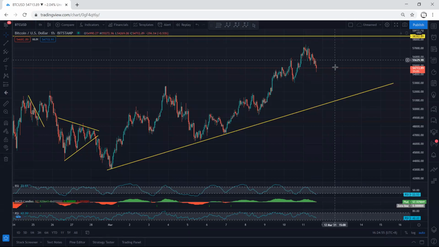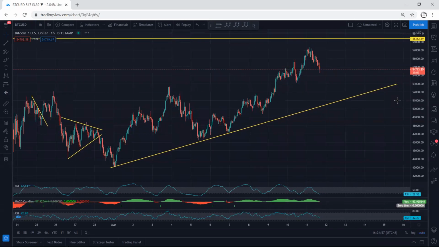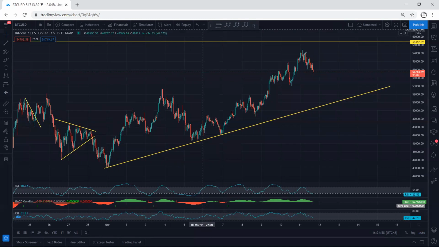Bitcoin, we start with the 1 hour chart. As you can see, compared to our analysis in my last video, the price was here. We mentioned that if you want to look for continuation, we need to get the bigger correction. And as you can see, the price dropped.